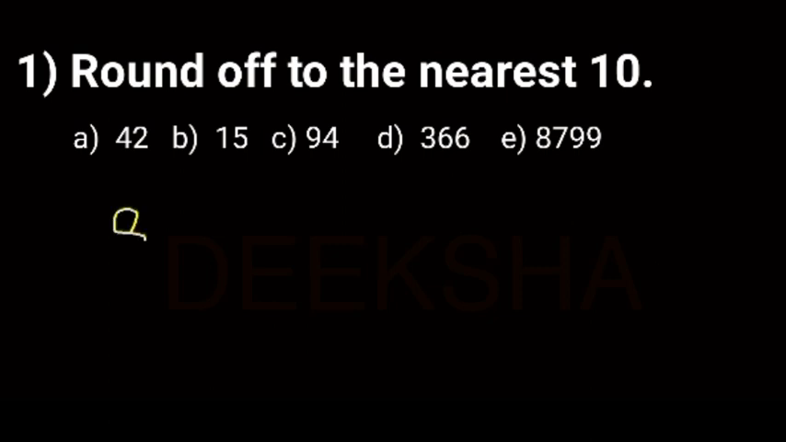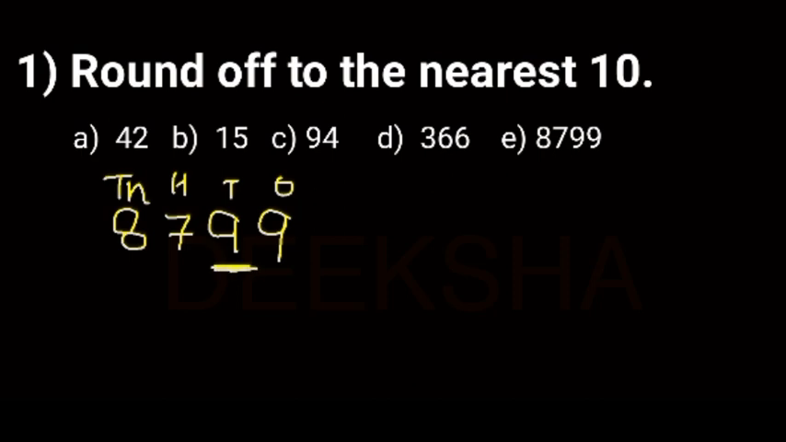Next number, 8799. Ones, tens, hundreds, thousands. You want to round off this number at the tens place. So check the number to its right. This is 9 and 9 is greater than 5. So we will add 1 here.